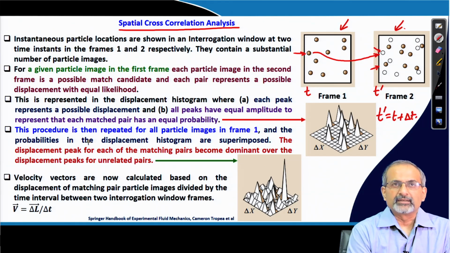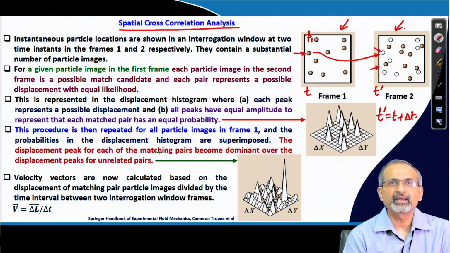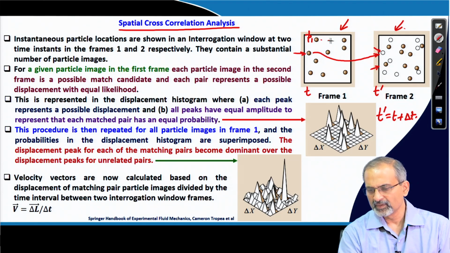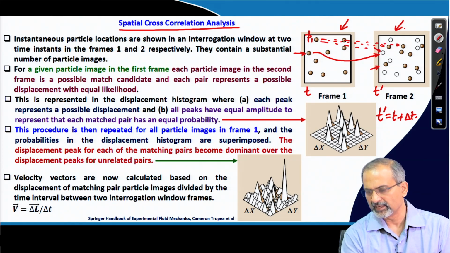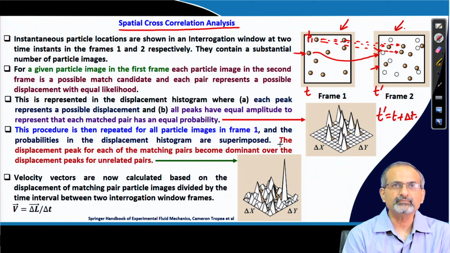For a given particle image in the first frame, let us say you talk about this as the particle P1. Each particle image in the second frame is a possible match candidate, and each pair represents a possible displacement with equal likelihood, which means that you might map this P1 to particle locations which are available at time t dash, and all of them are equally probable to begin with.